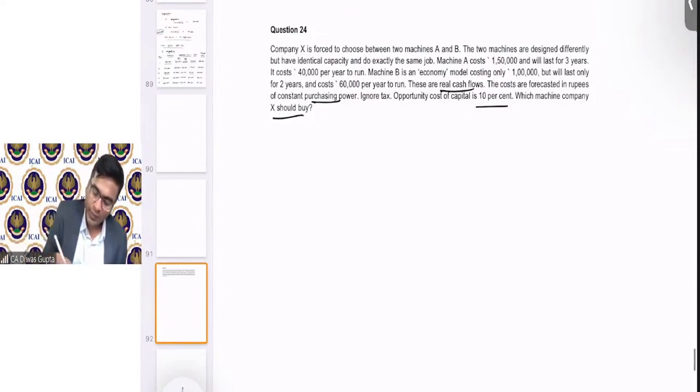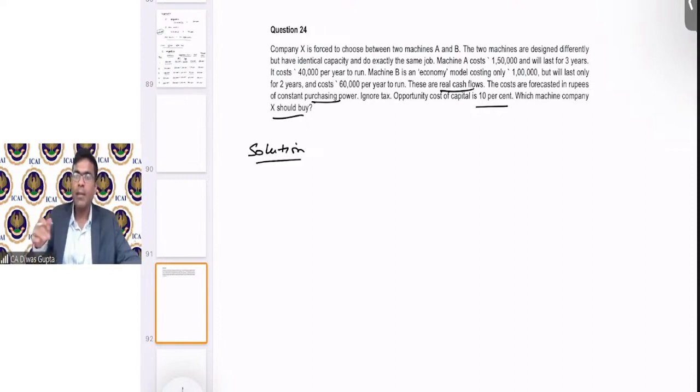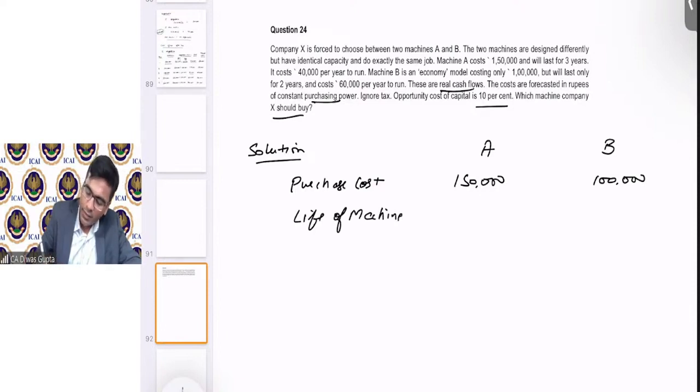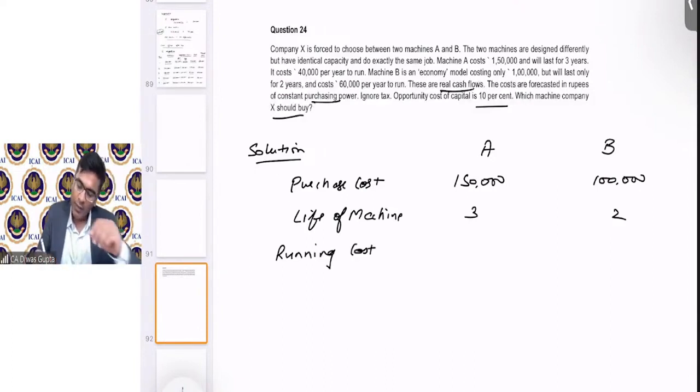Okay, so first of all, for arriving at the solution here, we need to first compare the NPVs, correct? And after we compare the NPVs, we also need to follow the EAC method in this because the lives are different. So two machines A and B: purchase cost is 1,50,000 here and 1 lakh here. Life of machines is 3 and 2. Running cost is 40,000 for machine A and 60,000 for machine B.